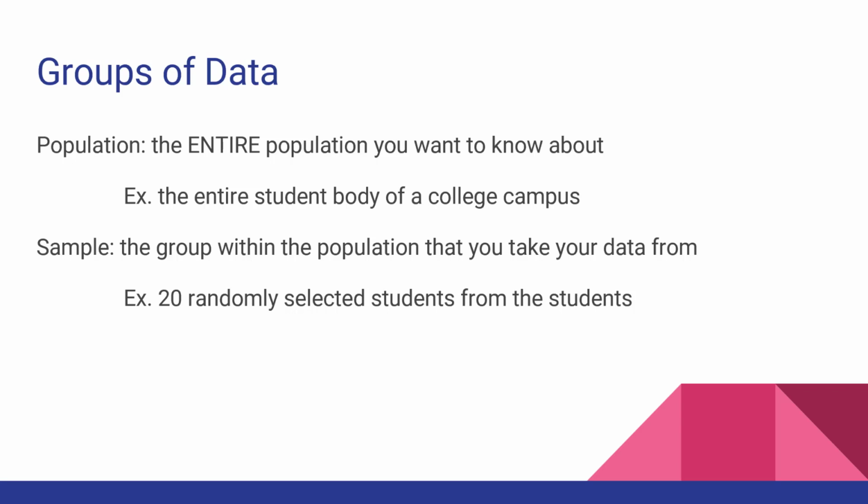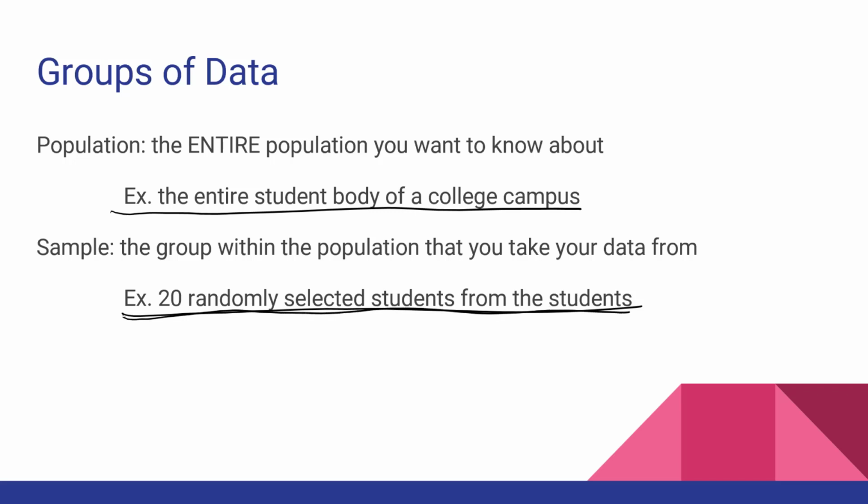In the case of the college campus, because our population was the entire student body, and we didn't want to go ahead and interview everyone in the student body, we just got 20 randomly selected students out of the entire student body. So our 20 students is our sample, and hopefully we can use the information that we get from these students to make guesses about our population. Similarly, if our population is the entire United States, we could take samples of maybe 100 people and ask about their political alignments to make guesses about all of America's political alignments.